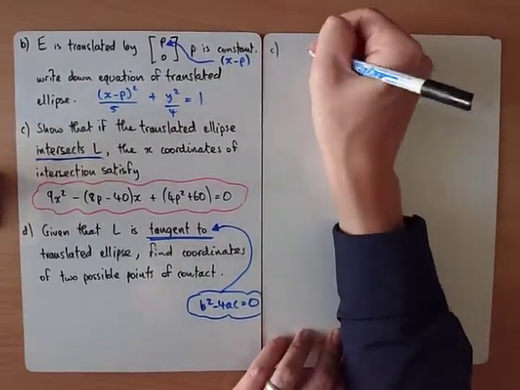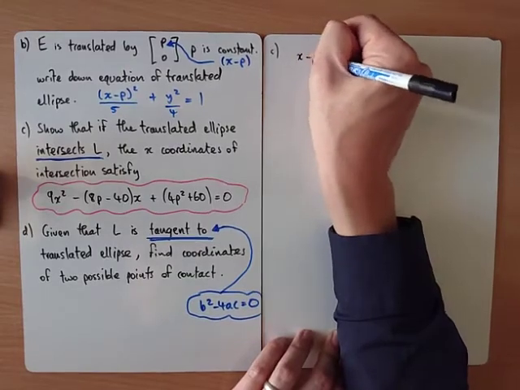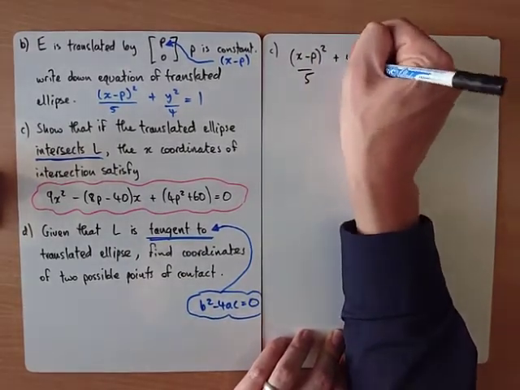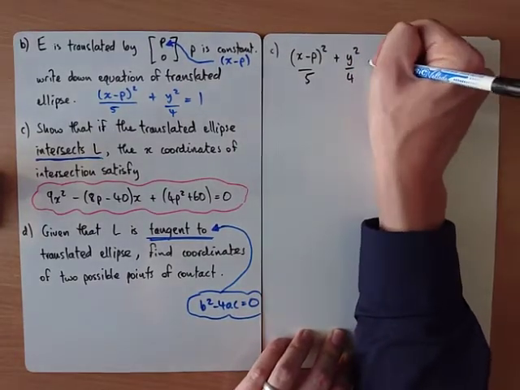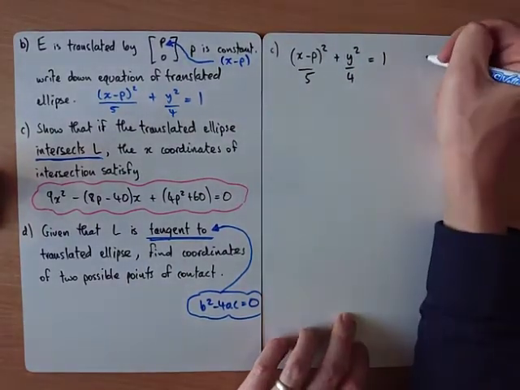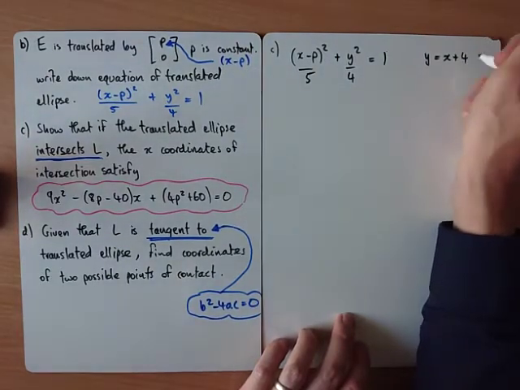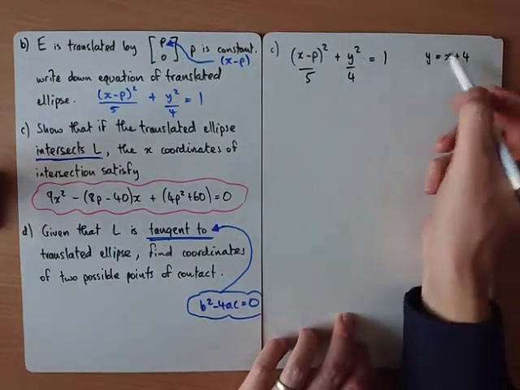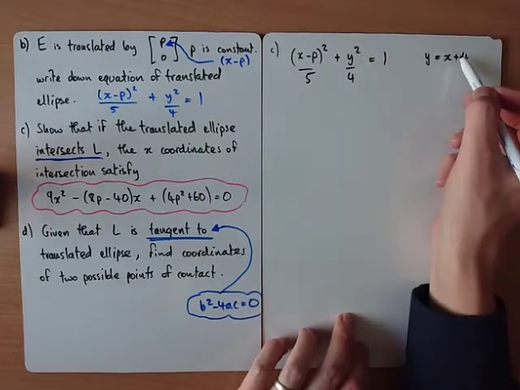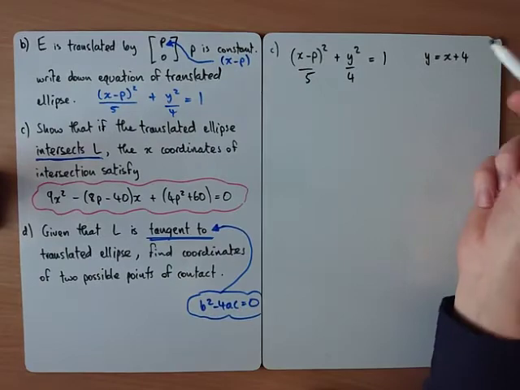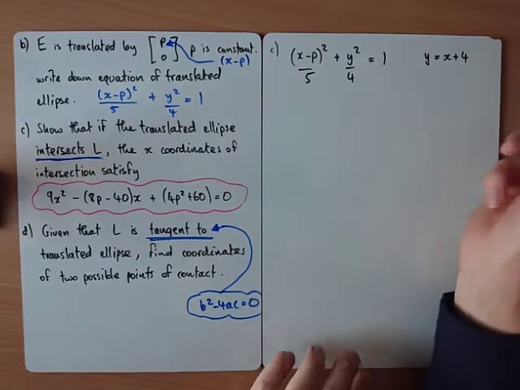Okay, so we've got (x minus p) squared over 5 plus y squared over 4 equals 1, and the line, which is y equals x plus 4. Clearly the easiest way to do this is to just replace y with x plus 4. Also, looking at the equation that you're aiming to get to, the y has been removed, so when we do simultaneous equations, we're aiming to remove the y.